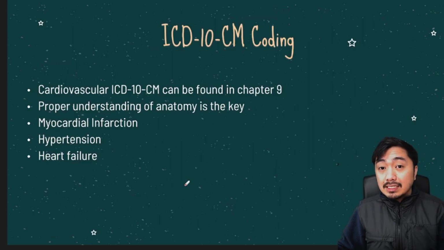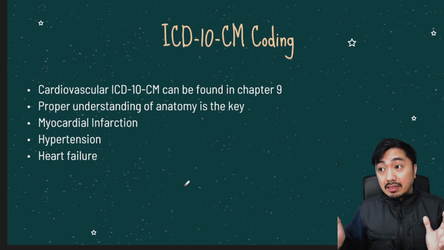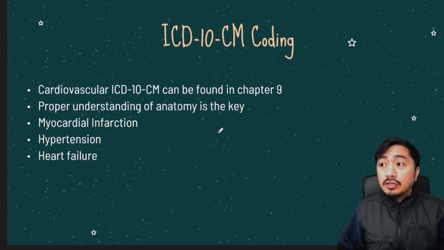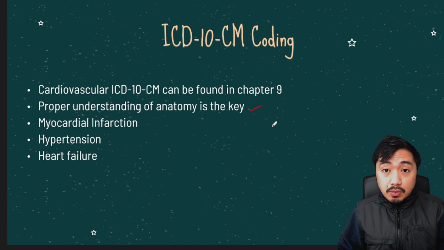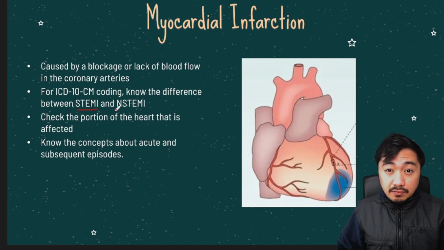As for the ICD-10-CM coding, guys, we have some guidelines located in the ICD-10-CM guidelines that you can find under your Chapter 9. Proper understanding of anatomy is one of the key components. Let's say, for example, you have a case of myocardial infarction for the patient. So you have to at least know where to find it in the ICD-10-CM guidelines under Chapter 9, because you have to take note of the difference between the STEMI or ST elevated myocardial infarction or non-ST elevated, okay?